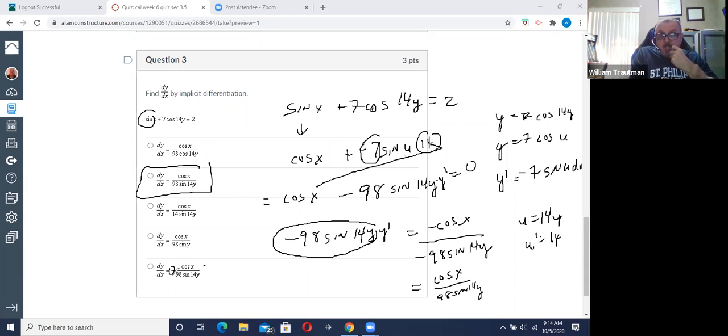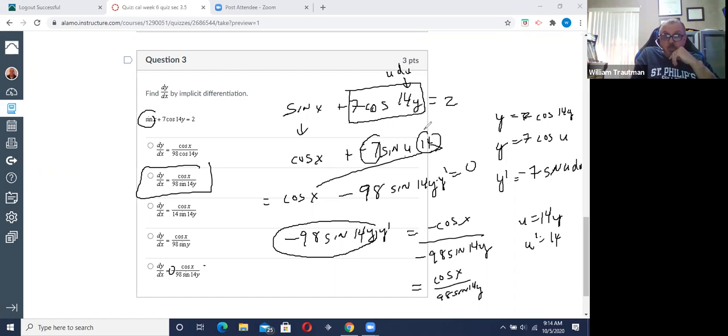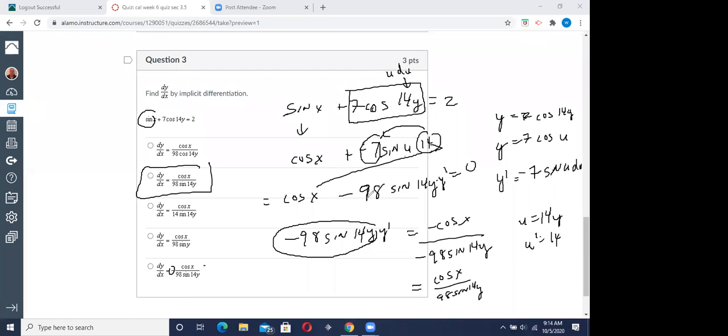So the hardest part, I think, was, well, it really wasn't that hard, but when you take the derivative of this, you had to use integration by parts, because that becomes the cosine of u. And don't forget the du. The du then would have been 14. So you had to multiply an extra 14 in here. And that's how you got that 98. 7 times 14 is 98.